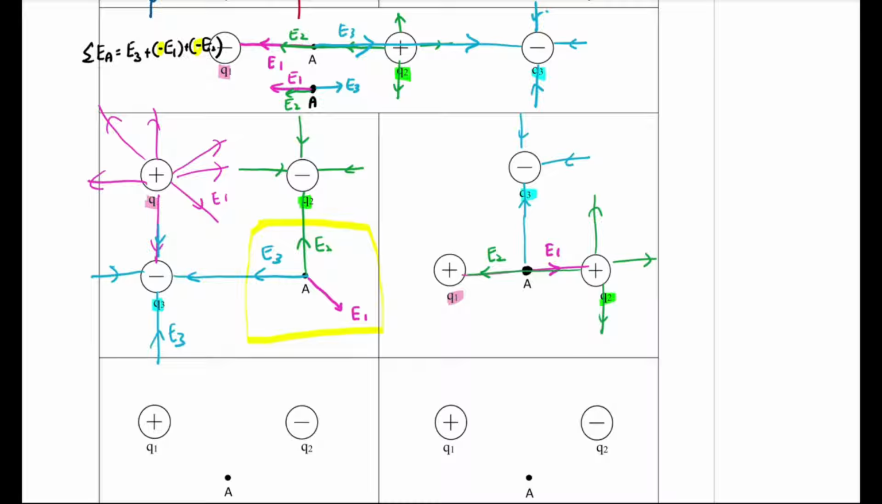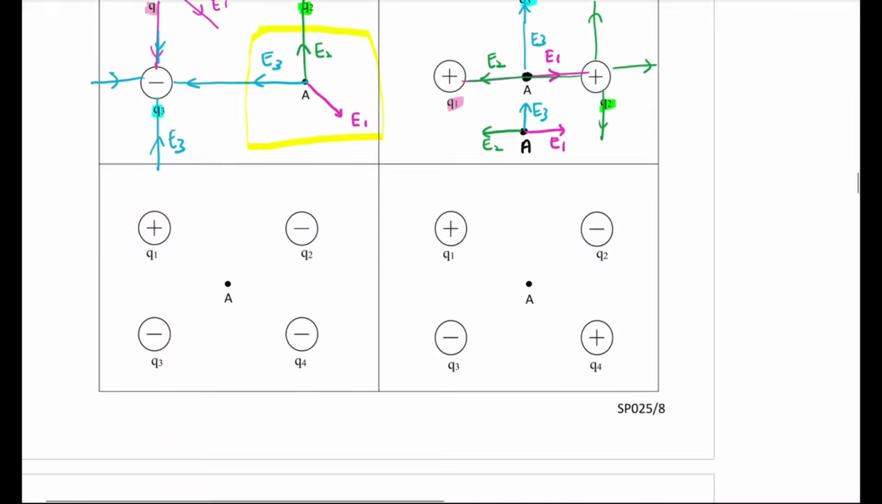Sekejap. Therefore, at point A, arrow dia, kita ambil balik. Dia mesti daripada sini keluar. E1. Okay. E2. E3. Alright. Next, we have 4-point charges. This time, kita ambilkan apa? Q1, Q2, Q3, and purple color is Q4.